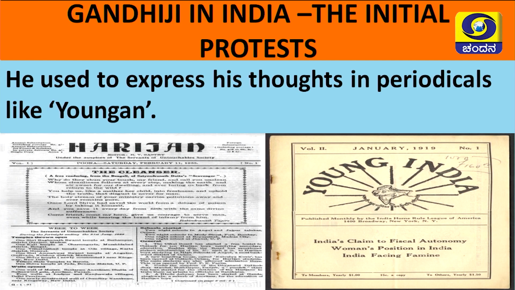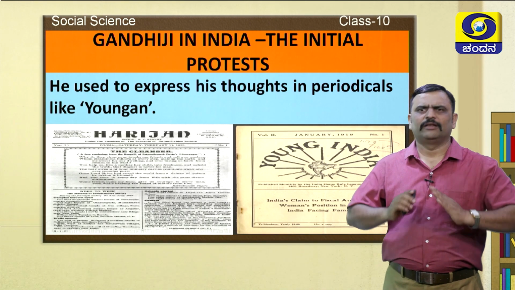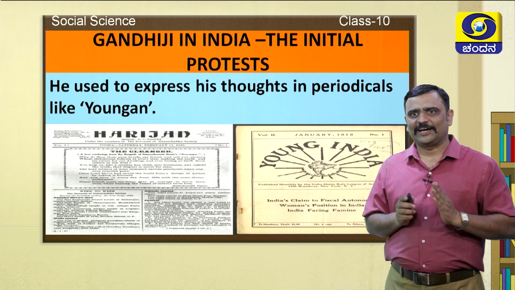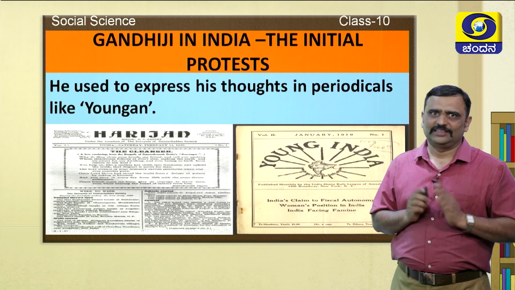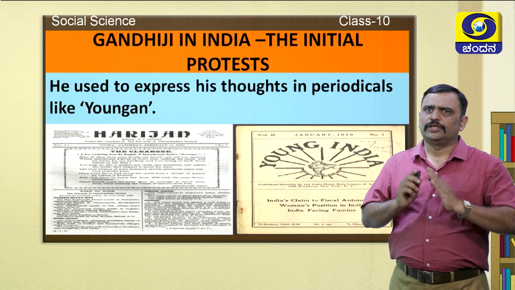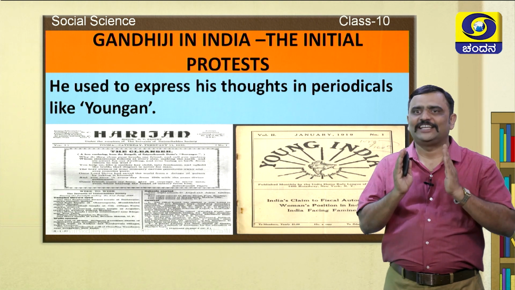He used to express his thoughts in periodicals like Navajivan, Harijan, Young India. Through these periodicals, he was successful in dragging the attention of not only the Indians, even the British. Thus, he devised a new system in Indian freedom struggle, and through these periodicals, he was able to reach large number of people across India, and especially the educated Indians, he was able to get their attention. Thus, he was successful in giving a new turn, new way to the Indian freedom struggle.